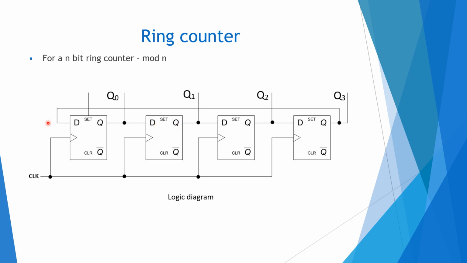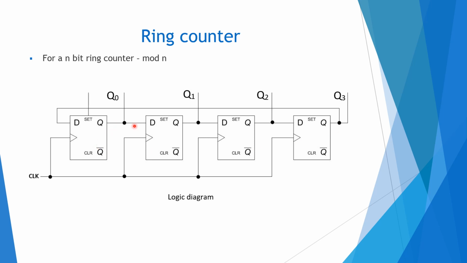You can see here. Suppose all the outputs are 0, 0, 0, 0. We will be setting Q0 to 1 asynchronously, and in the next clock this 1 will shift to the next flip-flop. So suppose it is in 1, 0, 0, 0, the next state will be 0, 1, 0, 0, and with the next clock pulse it will be 0, 0, 1, 0, and next 0, 0, 0, 1. That means the 1 will be circulating through the others.